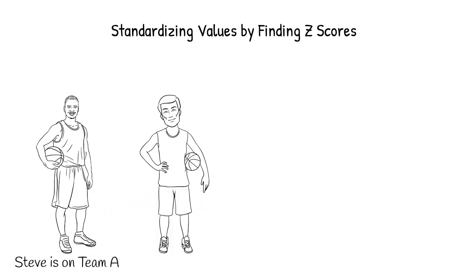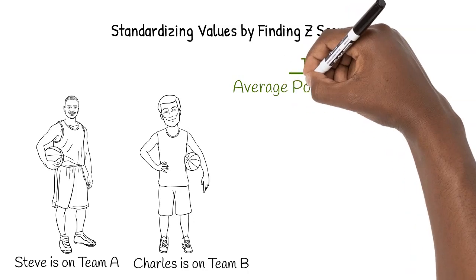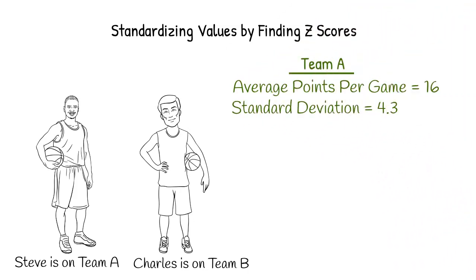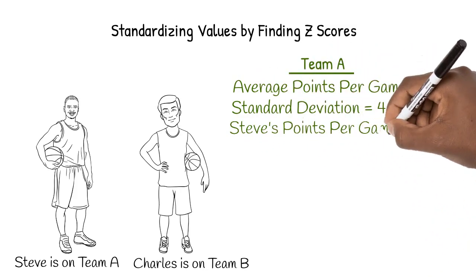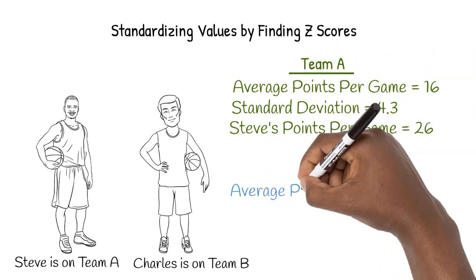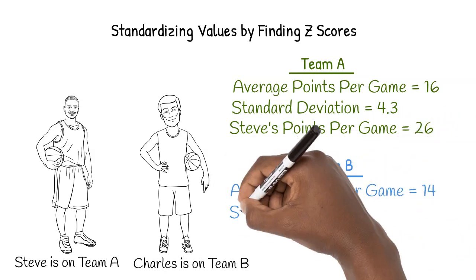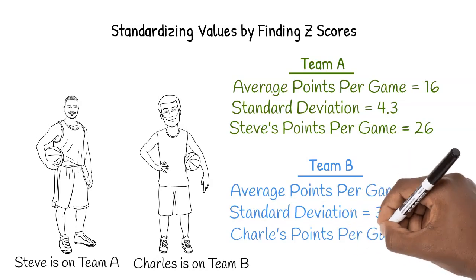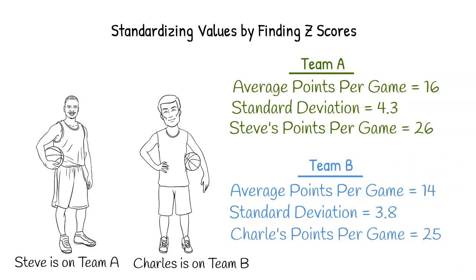Steve is on Team A and Charles is on Team B. For Team A, the average points per game is 16. The standard deviation is 4.3 and Steve scored 26 points per game. For Team B, the average points per game is 14, the standard deviation is 3.8, and Charles scored 25 points per game. Which player did better in terms of points per game?